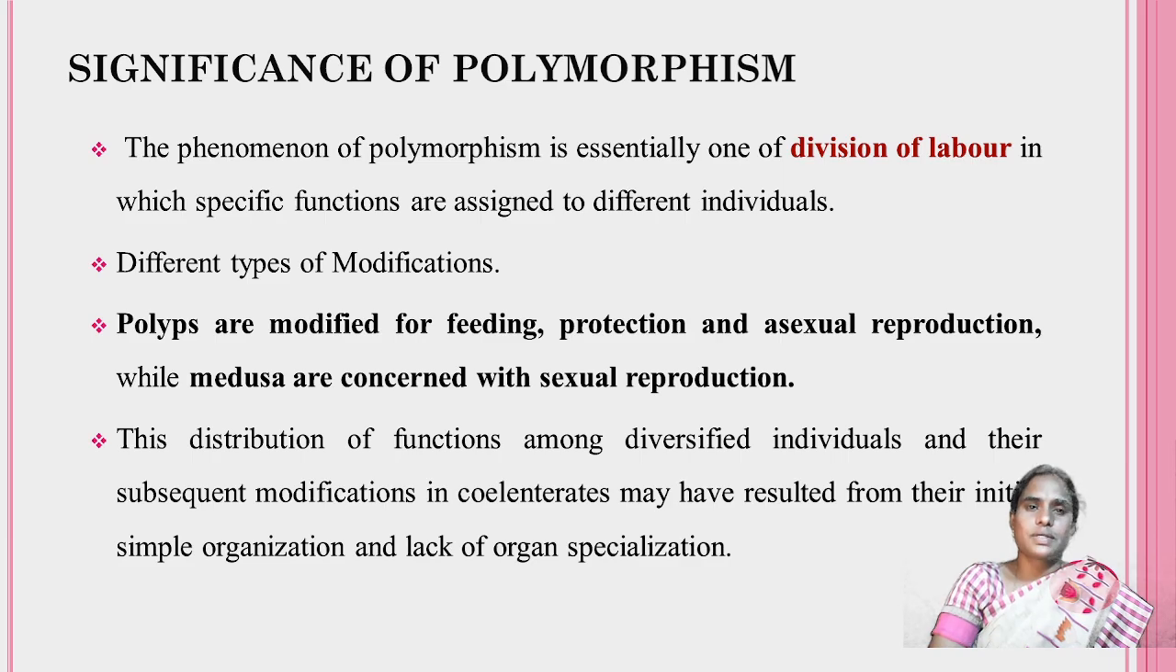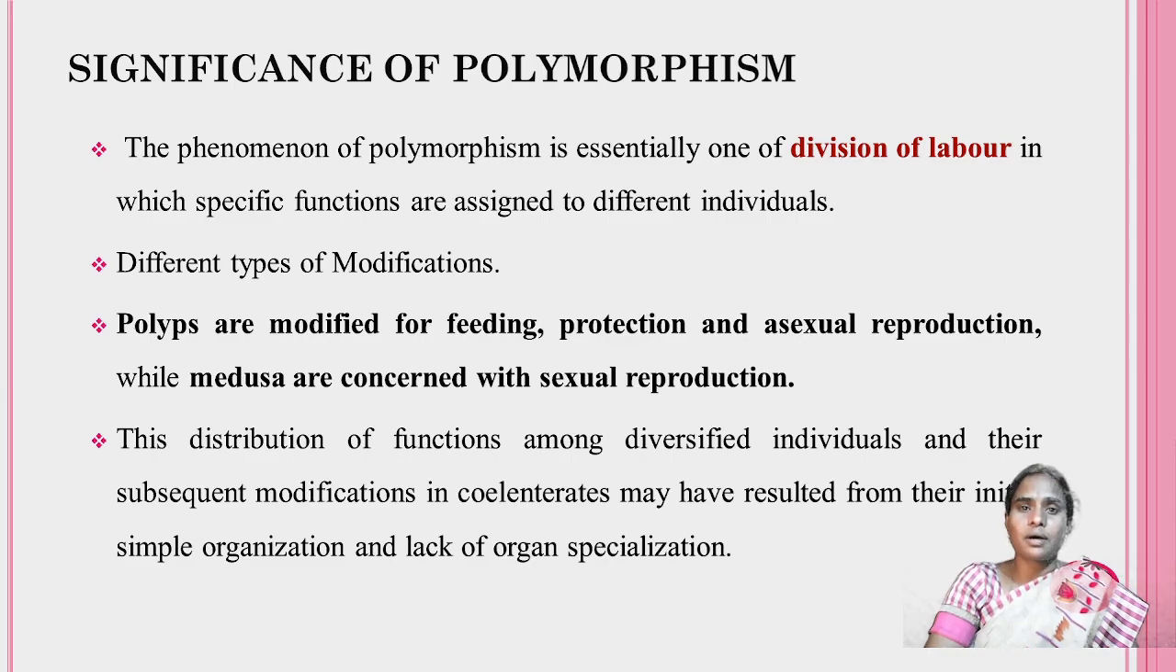Now let us see the significance of polymorphism. The phenomenon of polymorphism is very essential and is one of the important aspects of division of labor, in which specific functions are assigned to different individuals. Different modifications are there in Coelenterata: the polyp and the medusa. Polyps are modified for feeding, protection and asexual reproduction, whereas medusae are concerned with sexual reproduction and floating activities.